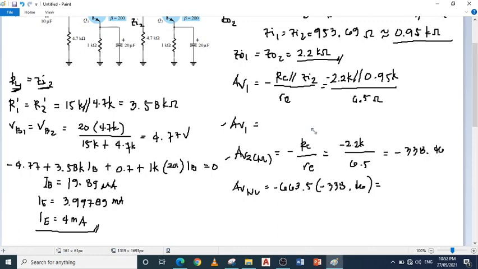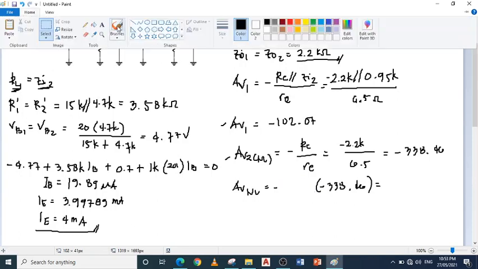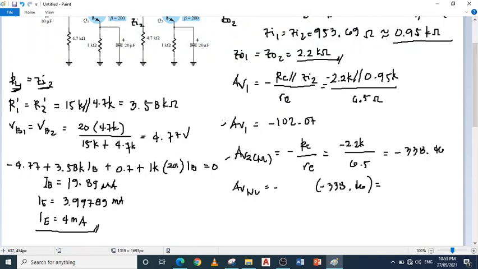Okay. So divided by 6.5 pa dapat to. So we have negative 102.07. So, of course, papalitan na din natin yan. Sorry. Ngayon ko lang napansin. Taka ko sobrang laki. So, negative 102.07. Okay?